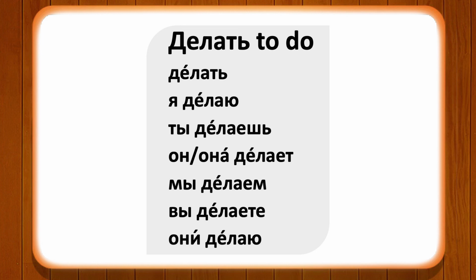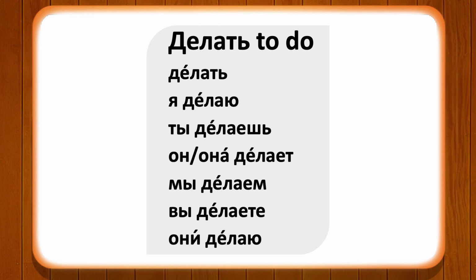Вы делаете, дела plus ете. Вы делаете, which means you are doing or you do. Они делают, дела plus ют. Они делают, which means they are doing or they do.